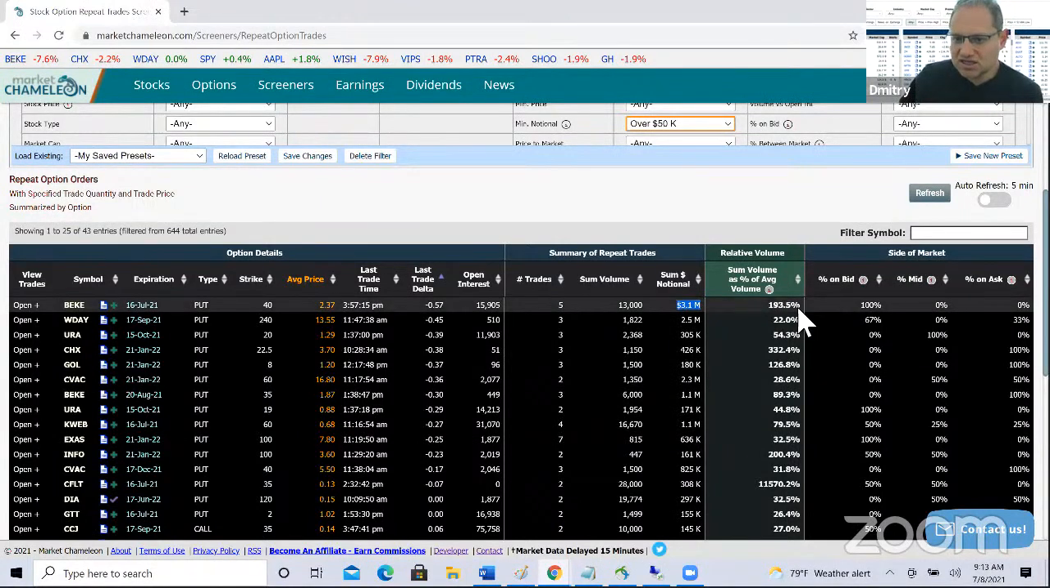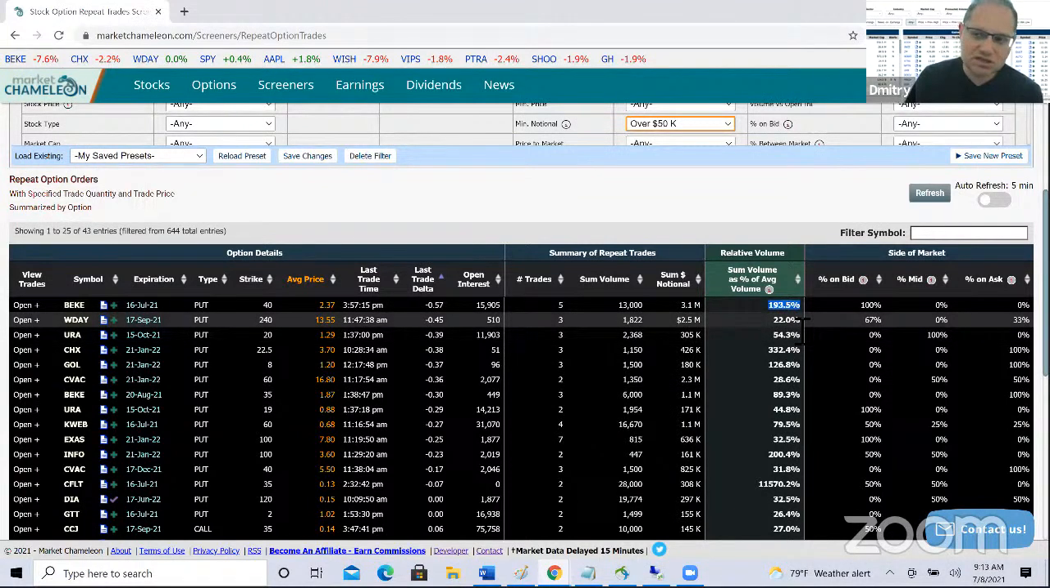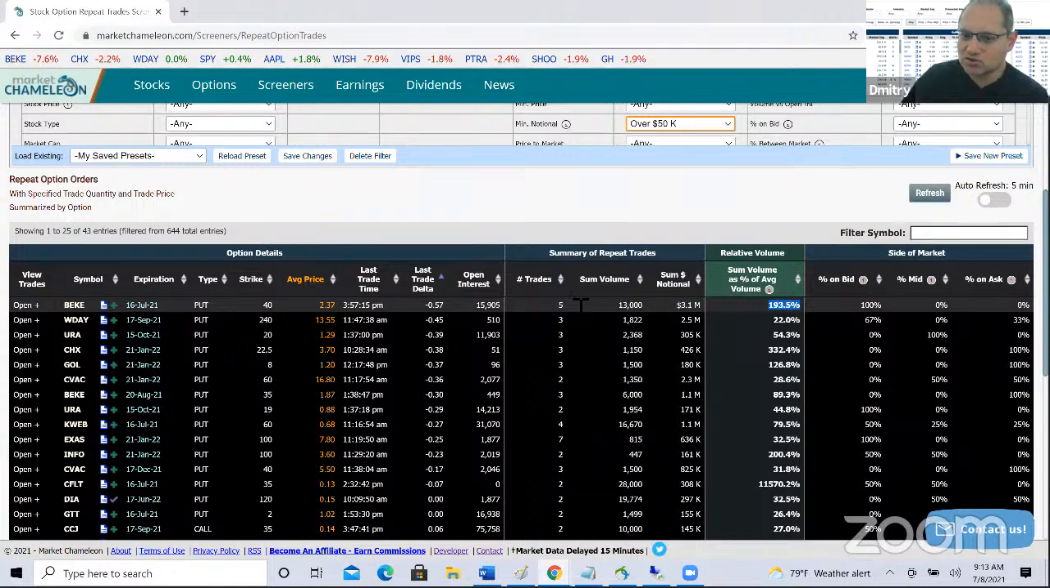The other thing I see is that this volume represents 193% of the average daily volume. So that's already significant too, because it's almost twice as much as what the stock trades on average per day. And this happened only in 5 trades on 1 contract. So that is pretty significant.